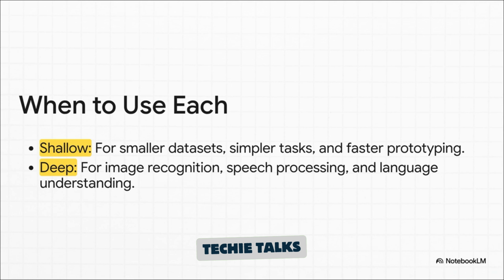Shallow networks are perfect when you have a simpler task, a smaller set of data, or you just need to build a quick prototype. But deep networks, they're the heavy-duty machinery you bring out for the really tough stuff, like recognizing what's in an image, processing speech, or truly understanding human language.